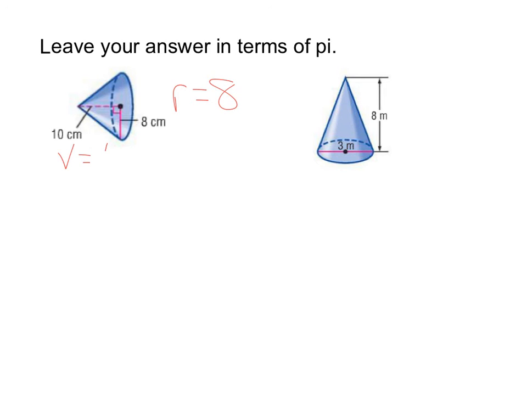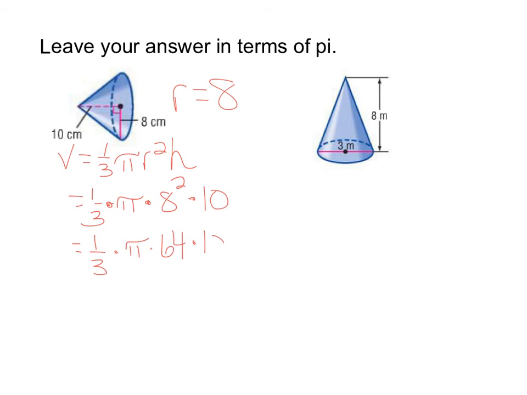I'm going to write my formula, 1/3 pi r squared h. So that's 1/3. They want me to leave pi in the answer times my radius, 8 squared, times my height, which is 10. Okay, so I get 1/3 times pi times 8 times 8, which is 64, times 10. Now here's what we're going to do. We're going to do sort of like we did before. 64 times 10 is 640. We're going to put times pi, and then we're going to put it over 3 because we're dividing by 3.